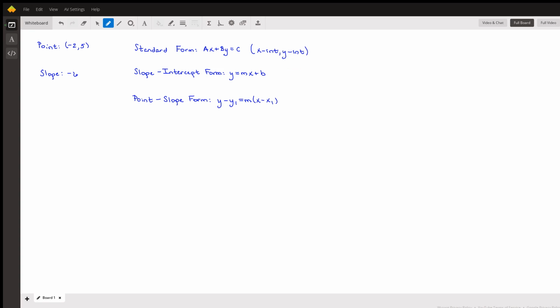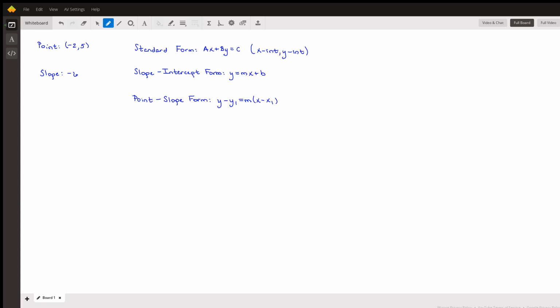Slope-intercept form is really good if you were given the slope and the y-intercept. Unfortunately, they didn't give us the y-intercept. They only gave us a random point. So maybe this is not good to start off with. Right? And it's kind of in the name. It's useful if you're given the slope and the y-intercept. That's why we call it slope-intercept form.